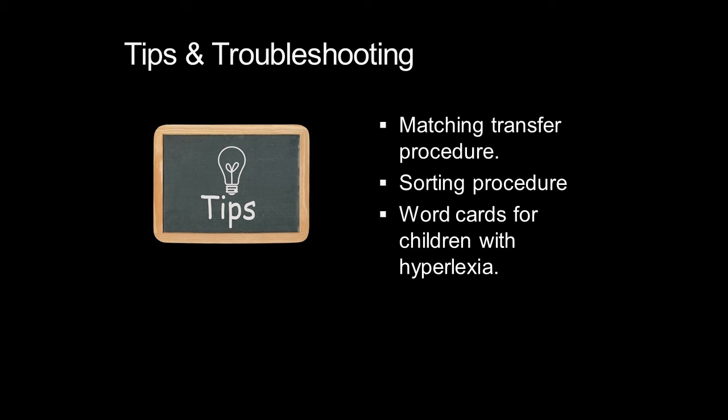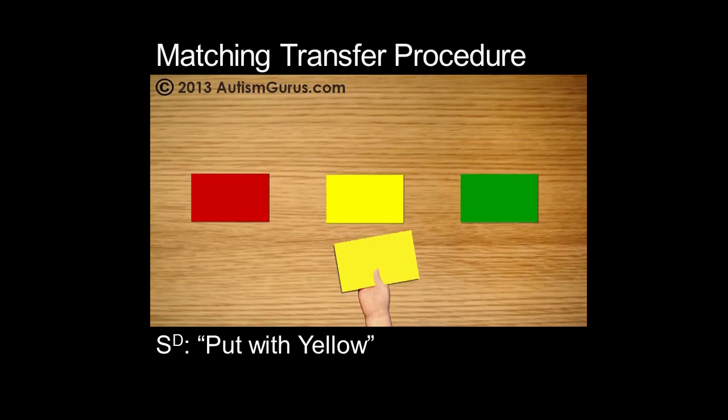Okay, let's cover some troubleshooting steps in case things don't go as smoothly as we would like. There are 3 troubleshooting procedures that I have found successful: the matching transfer procedure, sorting procedure, and using sight words. In the matching transfer procedure, we use the same technique as in the matching program with a subtle difference. We use "put with color" instead of "put with same." So for our example here, the SD would be "put with yellow." This gives the child an opportunity to have both visual and auditory information available and allows the label to be transferred.